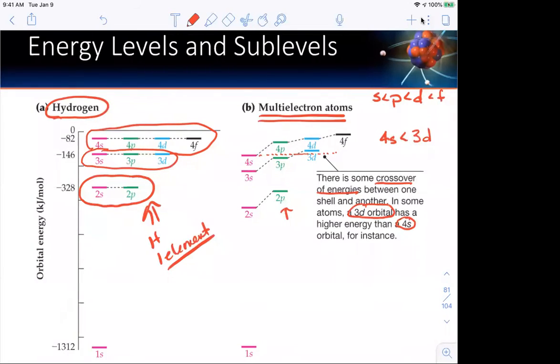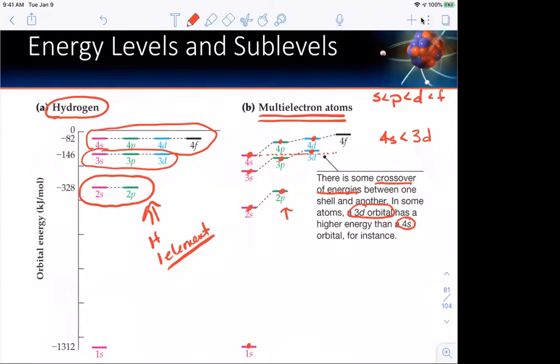So the order of filling of my orbitals gets a little bit complex because I do have some crossover. If I look at the energy, 1s is the lowest, then 2s, then 2p, then 3s, then 3p, then 4s should fill before 3d. The next to fill would be the 4p, and then the 4d, right?